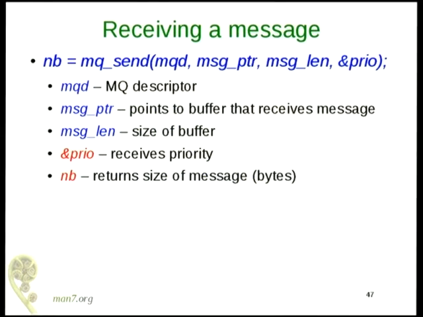Oh, there's a typo there. That should say MQ receive. Here I've written MQ send, that should say MQ receive. Reading the same arguments: a descriptor, a buffer to hold the message, the size of that buffer, and a pointer to an integer which returns the priority of the message that you've read, so you can find out what the priority was. And as the return value of the system call, the number of bytes in the message.